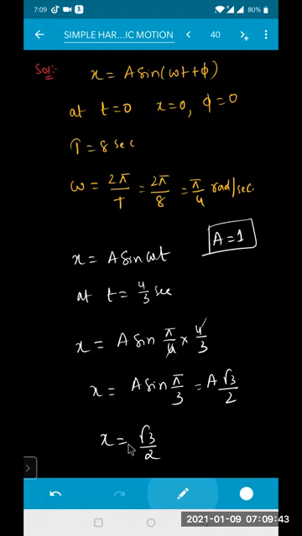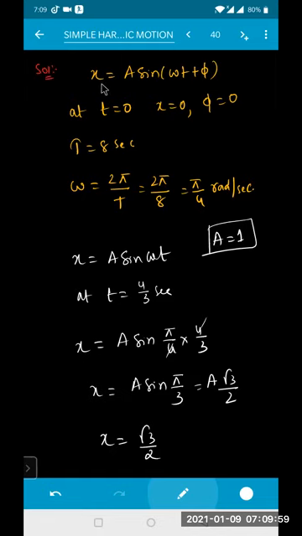So x will be equal to how much? T is equal to 4/3 seconds. X is equal to √3 by 2. Okay? Yes. Isn't it? You can also get amplitude from this given condition, beta.